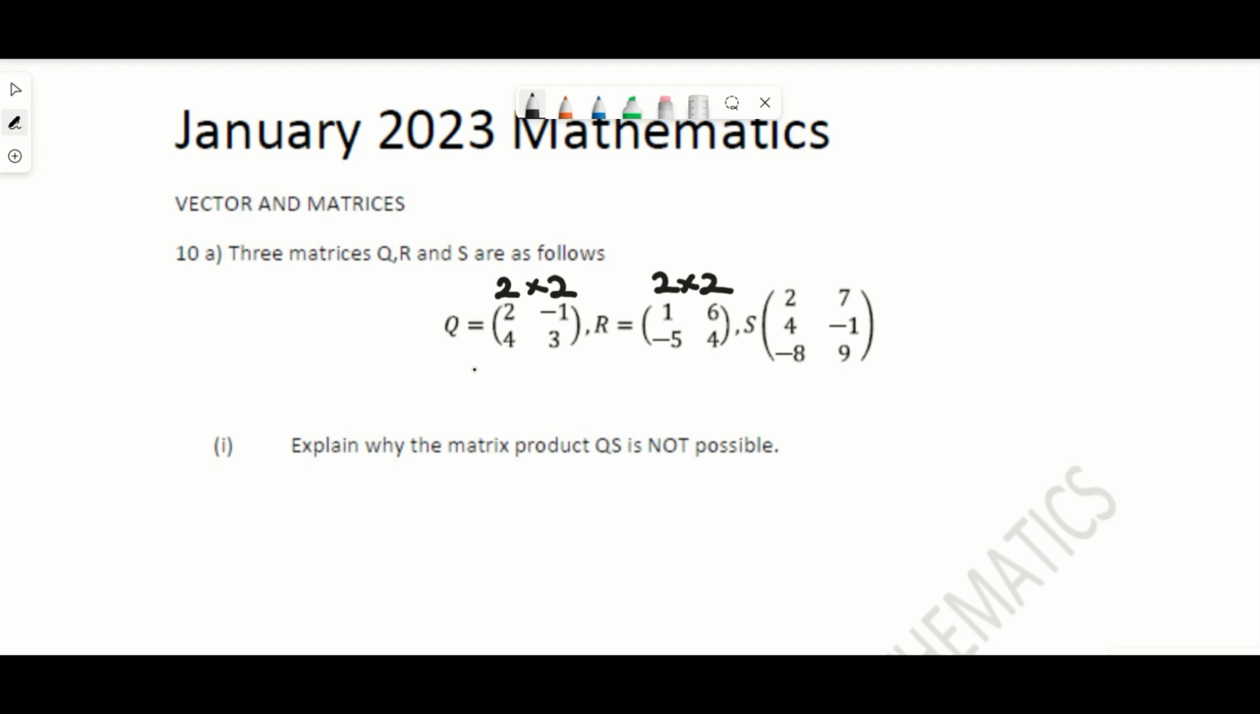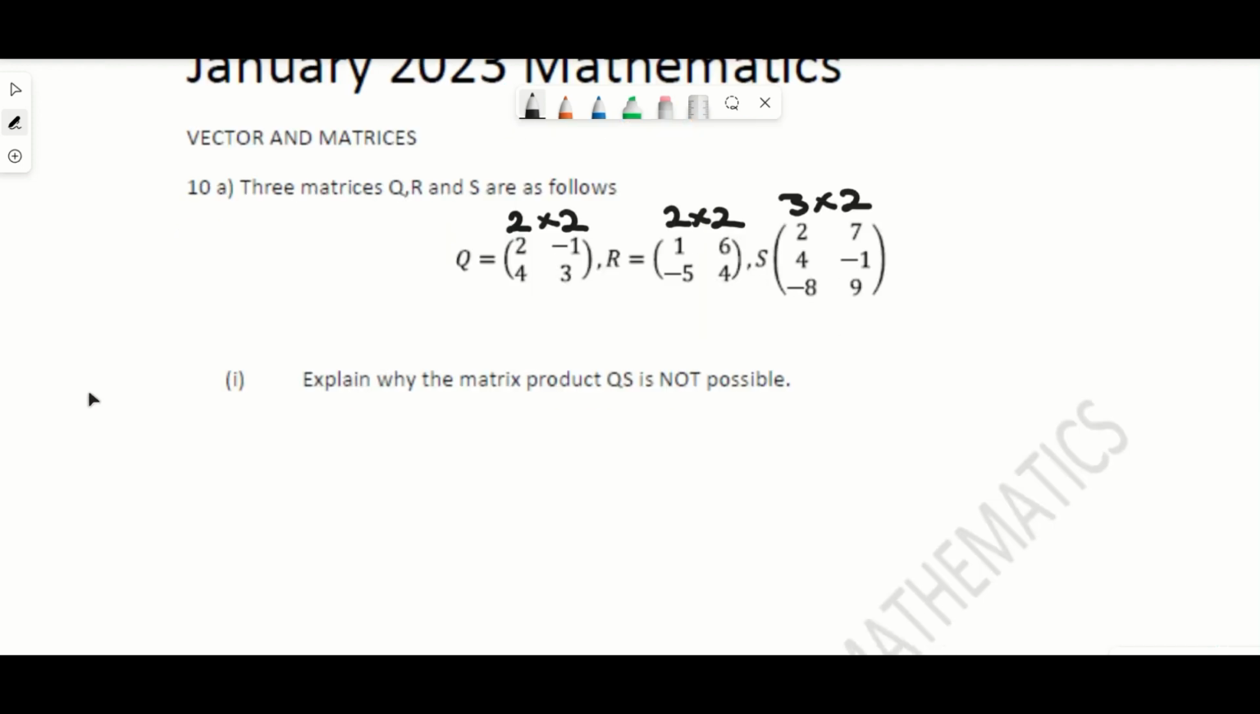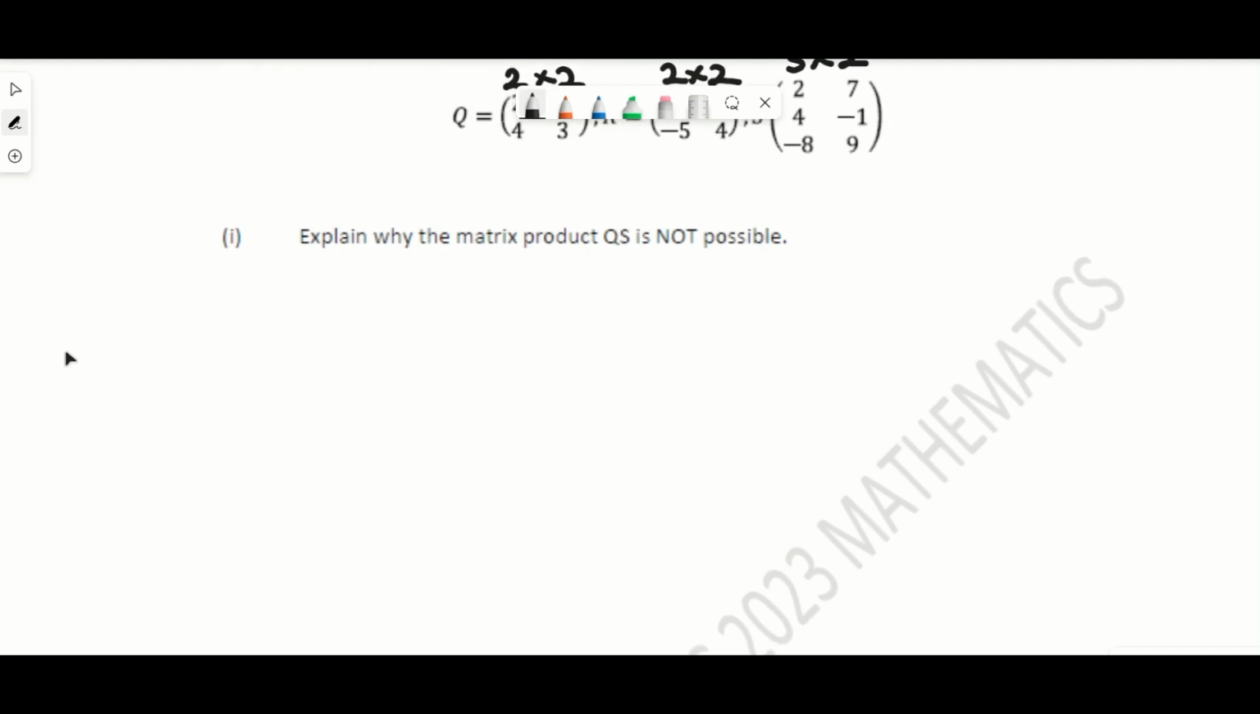Same thing for R, 2 rows multiplied by 2 columns. And this one we have 1, 2, 3. So we have 3 rows multiplied by 2 columns. So that's the first thing you should do. Anytime you see a matrices question, write the order of the matrix on top. Now they said explain why the matrix product of QS is not possible. When you see the words not possible, the first thing you're supposed to think about is that this means it is non-conformable.